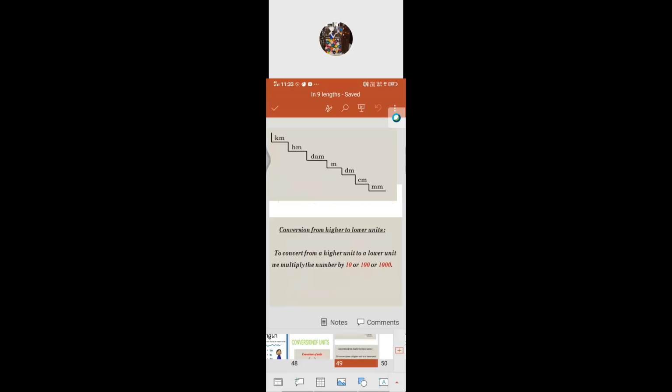To convert from a higher unit to a lower unit, we have to multiply the number by 10 or 100 or 1000. We'll see where we have to use 100 or 1000. We know that 1 meter is equal to how many centimeters? 100 centimeters, isn't it?